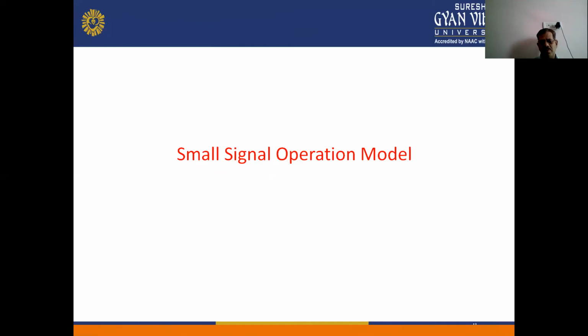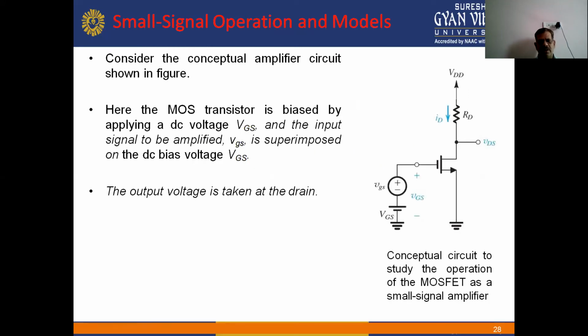The topic is the small signal operation and models for the MOSFET device. In small signal operation, we consider the conceptual amplifier circuit shown in this figure, a conceptual circuit to study the operation of the MOSFET as a small signal amplifier. Here the MOS transistor is biased by applying a DC voltage VGS, and the input signal to be amplified, vgs, is superimposed on the DC bias voltage VGS. The output voltage is taken at the drain.